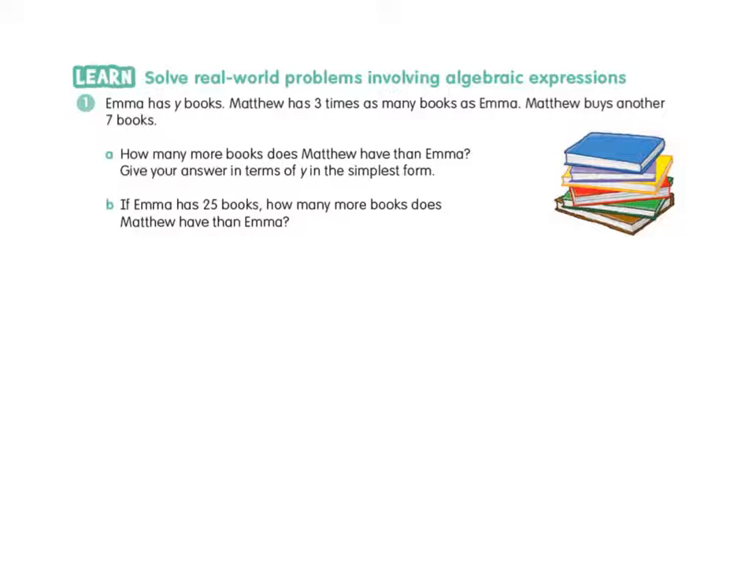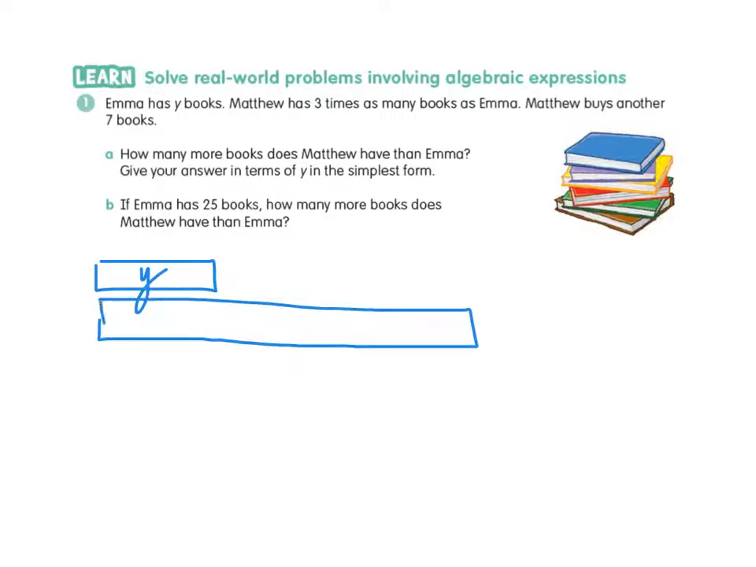Let's draw a bar model together for this problem as well. Emma has Y books, so I'm going to start by drawing a bar and labeling it Y for Emma. Matthew has 3 times as many, so I'm going to do 1, 2, 3 times as many books, and I'm going to break it up here into the 3 sections, and I'm going to put a Y in each section because he has 3 times as many books as Emma.